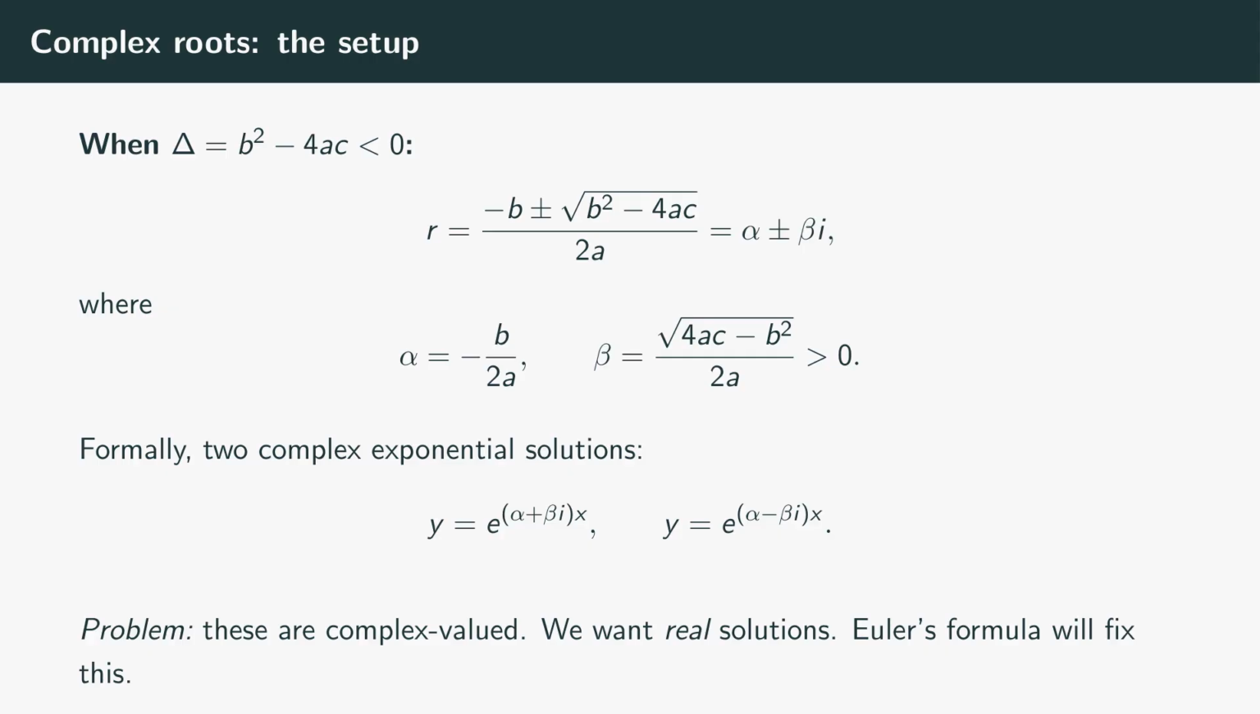Start with a negative discriminant. The quadratic formula still runs, but the square root is of a negative number, so the two roots are complex. Write them as a conjugate pair, alpha plus beta i and alpha minus beta i. The real part alpha is just minus b over 2a, the same for both roots. The imaginary part, beta, is the square root of 4ac minus b squared all over 2a, and we take it positive. Formally, the same exponential guess as before still works, so we get two solutions, e to the quantity alpha plus beta i times x, and e to the quantity alpha minus beta i times x.